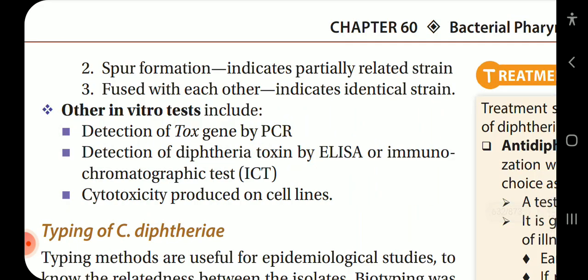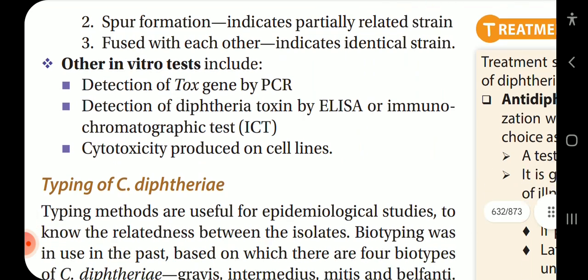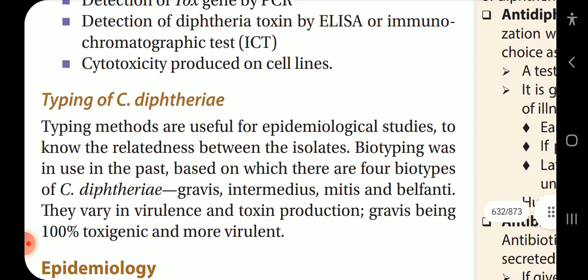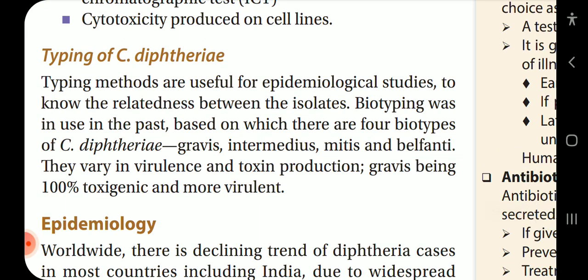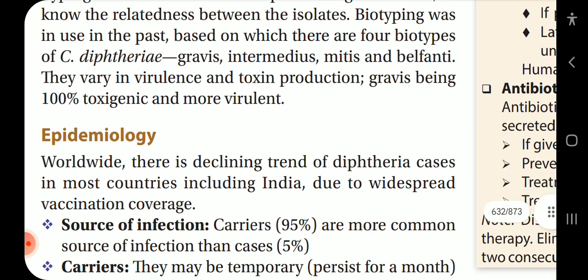Other in vitro tests we have discussed: the detection of toxin by PCR, detection of diphtheria toxin by ELISA or immunochromatographic test, and cytotoxicity produced on cell lines. Now, the typing of Corynebacterium diphtheriae. Typing methods are useful for epidemiological studies to know the relatedness between the isolates. Biotyping was used in the past, based on which there are 4 biotypes of Corynebacterium diphtheriae: gravis, intermedius, mitis, and belfanti. They vary in virulence and toxin production, gravis being 100% toxigenic and more virulent.